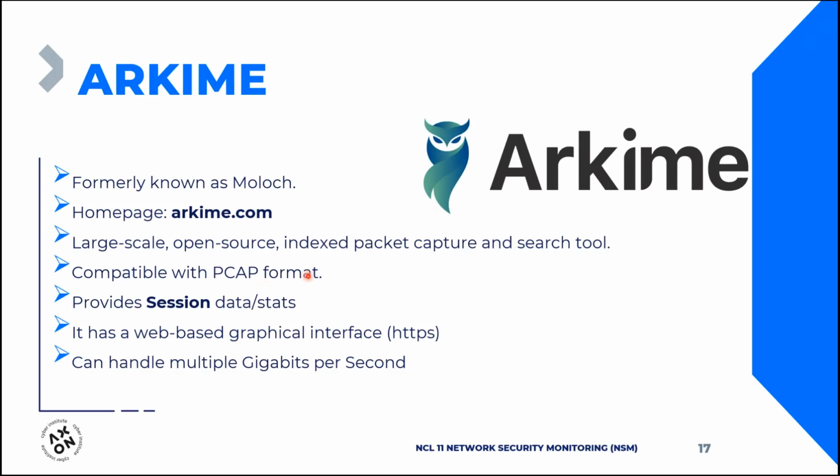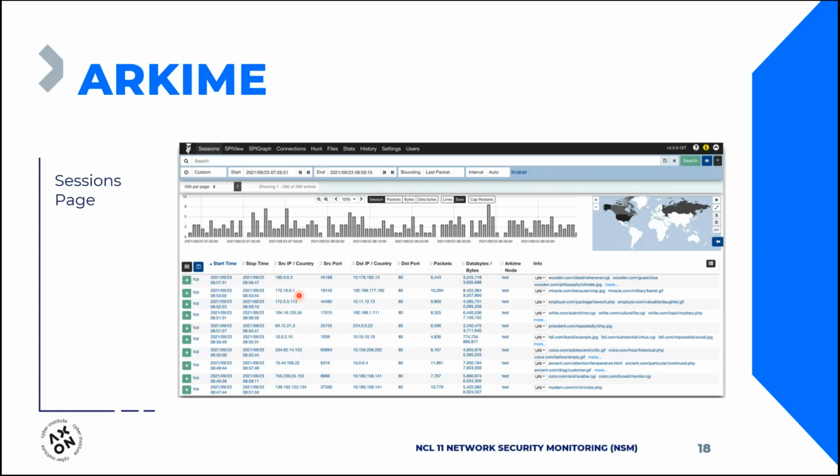Let me show you a demo on Arkime. Here is a snapshot of how it looks. This is the sessions page. It groups packets into sessions, so each line here is one session. We have one session between a source IP and a destination IP, with source port number and destination port. You can see this is HTTP, and within that session we have around 6,400 packets.